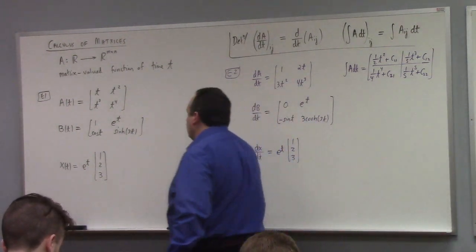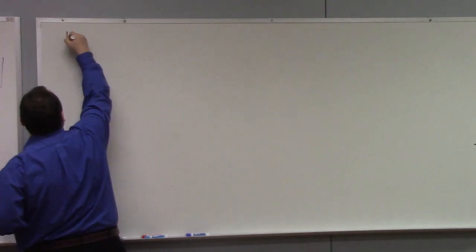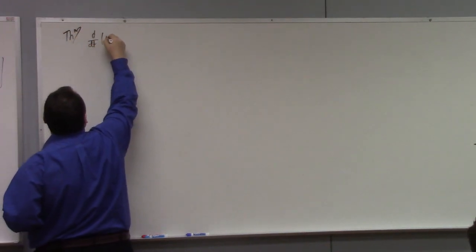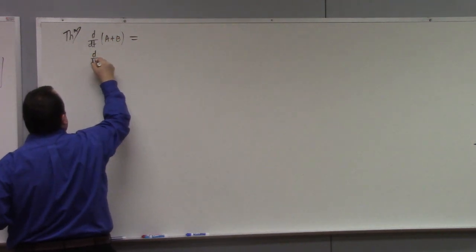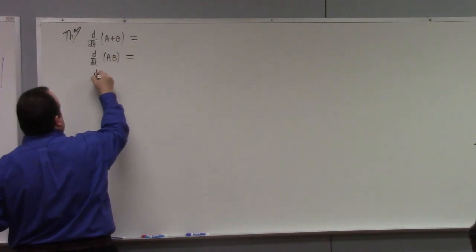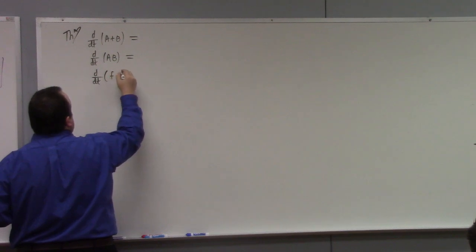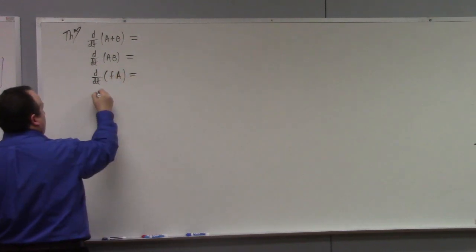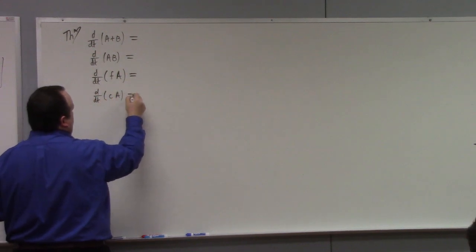Okay, so what are the rules of calculus of matrices, matrix-valued functions? So here's the rules theorem. What do you think the derivative of A plus B would be? What do you think the derivative of A times B would be? What do you think the derivative of a constant function times a matrix would be? What do you think the derivative of a constant times a matrix would be?